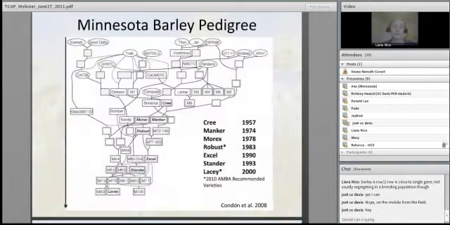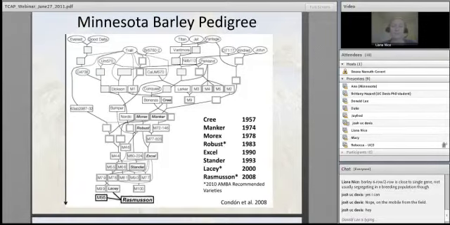So here is a figure that was put together by Conan et al. 2008, and they looked at the Minnesota barley breeding program and put together this really crazy pedigree. And you can see this goes back before 1950, and you can see it's a very inbred population where relatives are being crossed amongst themselves, the elite cultivars by the elite cultivars, and there aren't very many instances of outside germplasm coming into the breeding program.